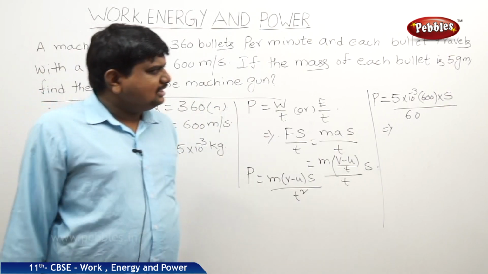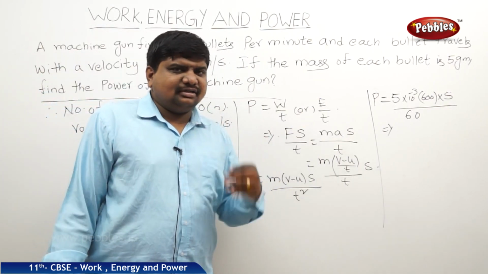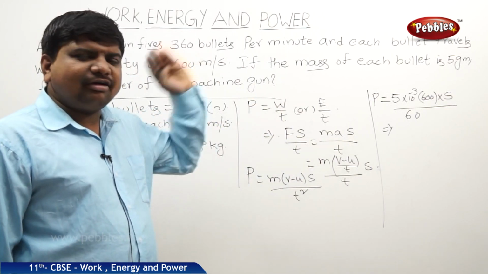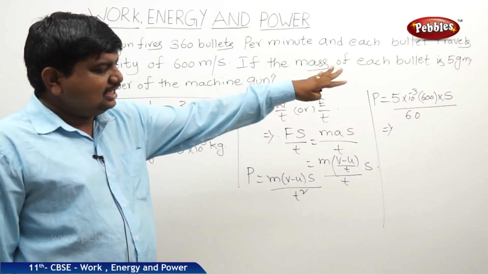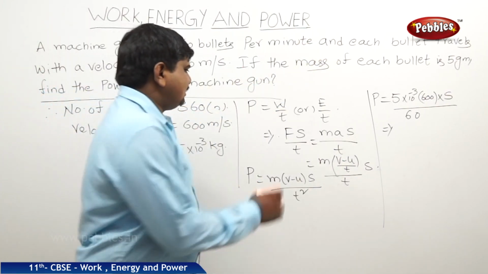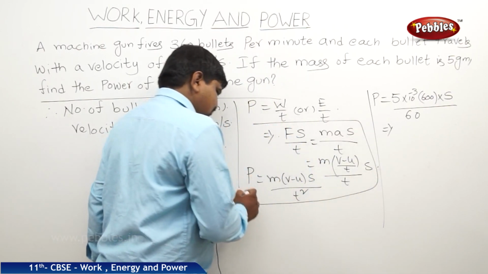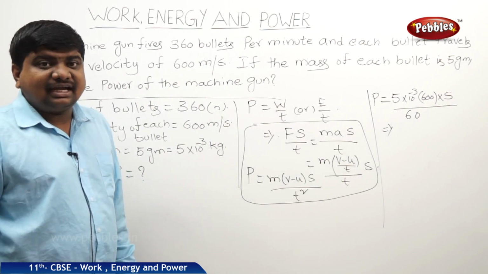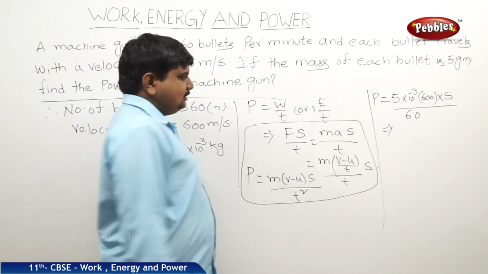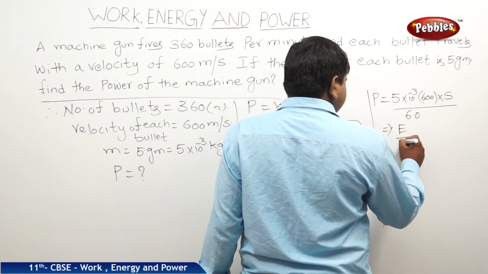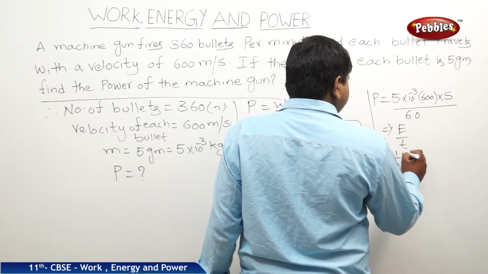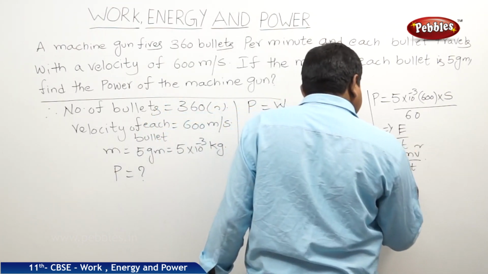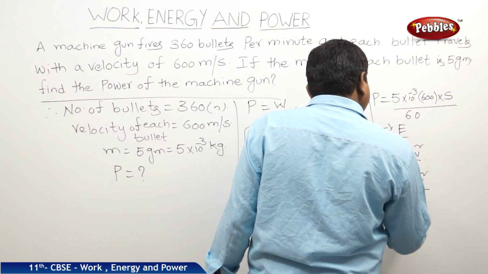If we do this calculation, we again need to find the distance S. What is the way to find the distance S? V square minus U square by 2S, or S is equal to UT plus half AT square. So it is again a complication, because one physical quantity is related to another. That's why rather than using this formula, it is better to use energy by time. Which energy does this have? Kinetic energy, because the bullets are in motion. So E by T, half mv square by T. Since n number of bullets are there, it is nmv square by 2T.